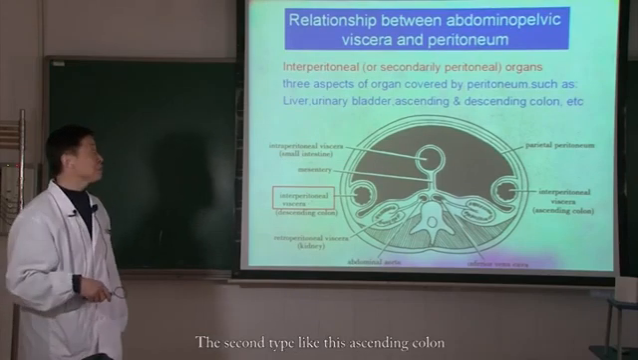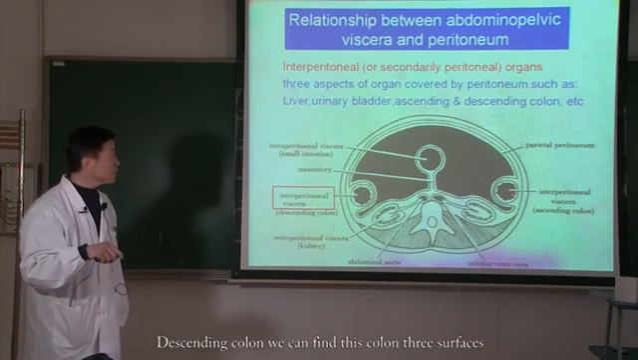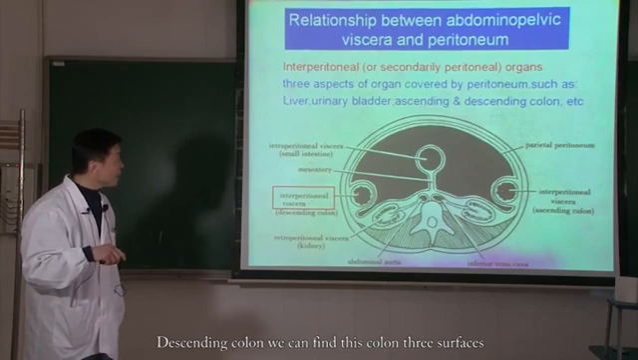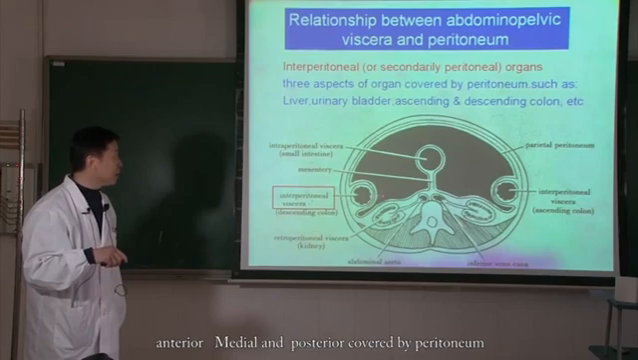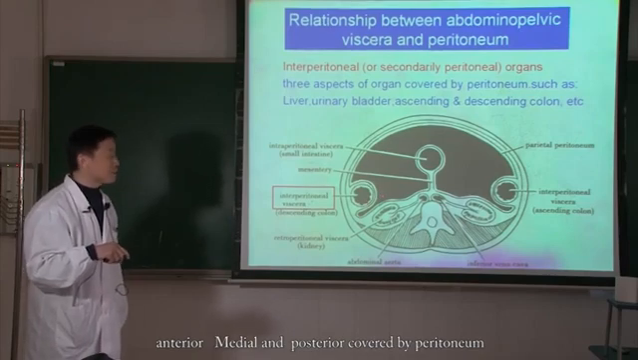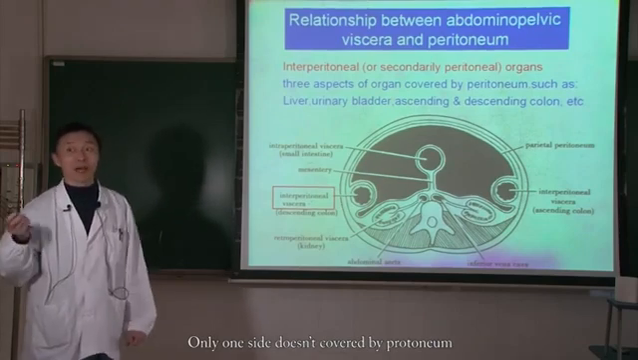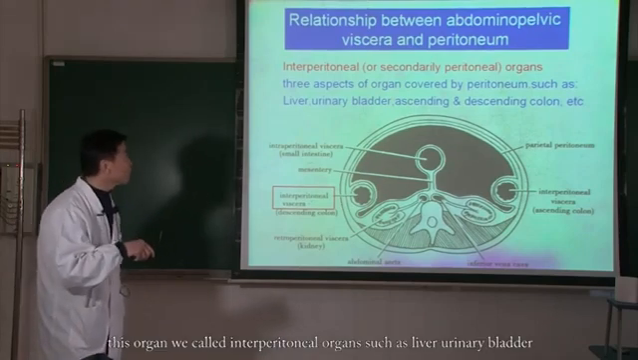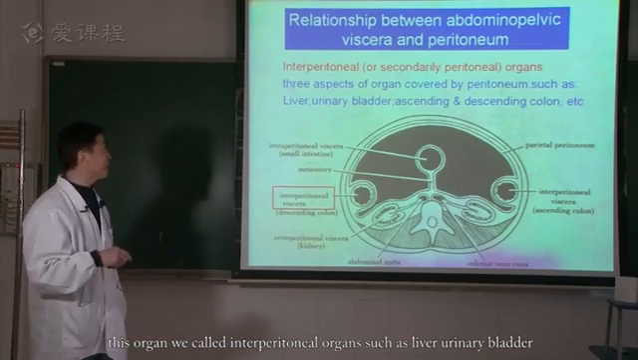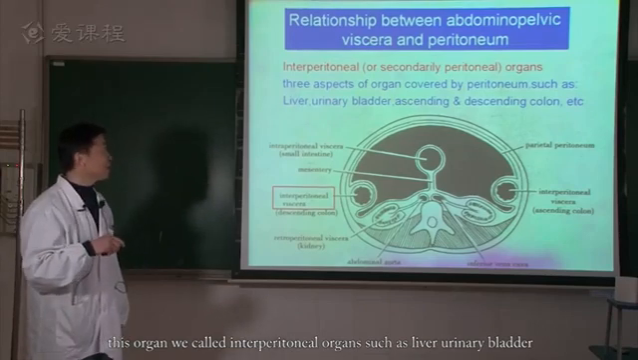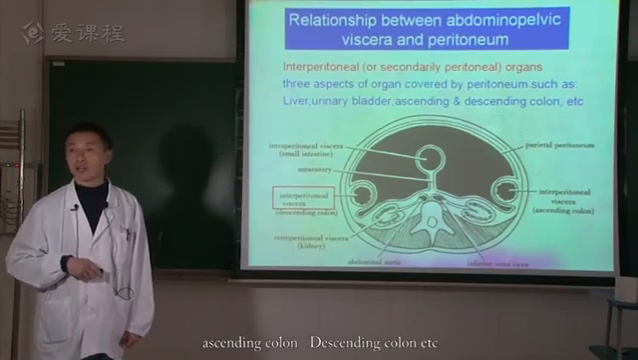The second type, like ascending colon and descending colon, we can find this colon has three surfaces, anterior, medial, and posterior, covered by peritoneum. Only one side is not covered by peritoneum. This we call interperitoneal, such as liver, urinary bladder, ascending colon, descending colon, etc.